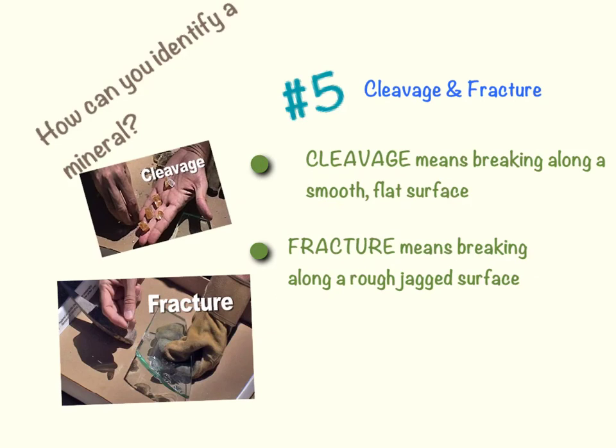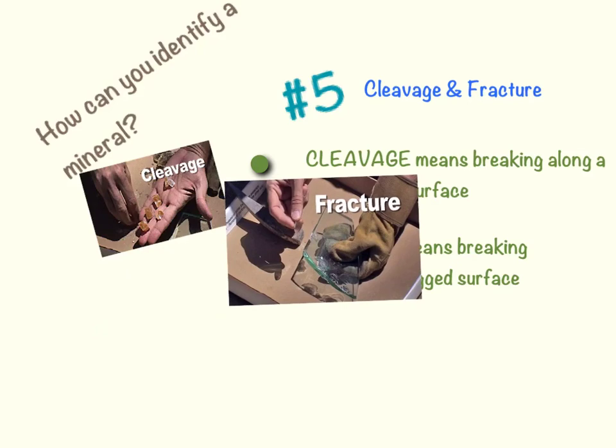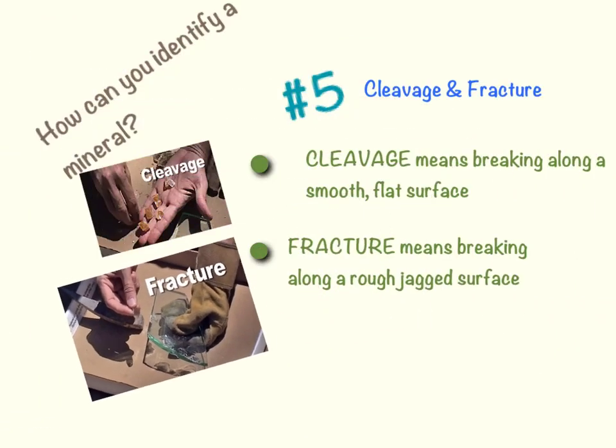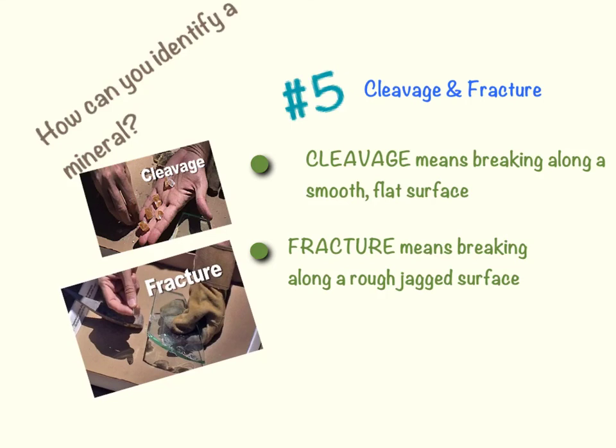Fracture means breaking along a rough, jagged surface. So fracture is when a mineral breaks, but instead of breaking along a smooth, flat surface, it breaks along a rough, jagged surface. And if you've ever broken glass, you would probably know that it fractures like that, and it's very, very sharp, and it can cut you. So cleavage and fracture are one way you can identify what a mineral is, by how it breaks.